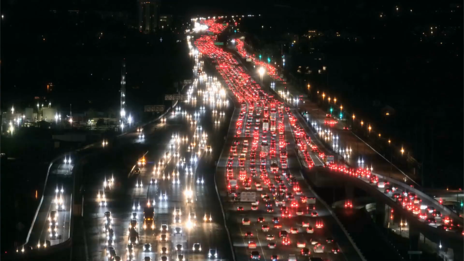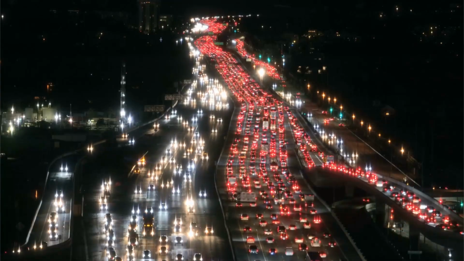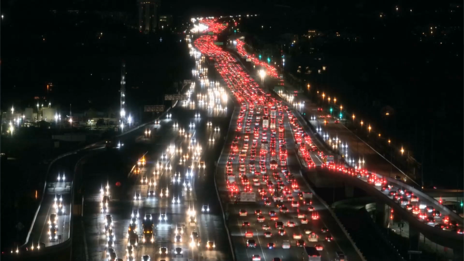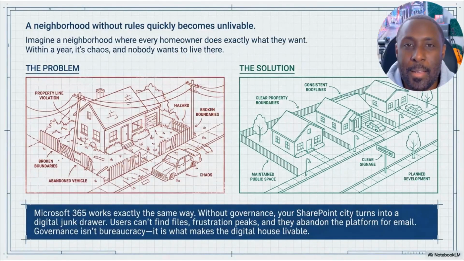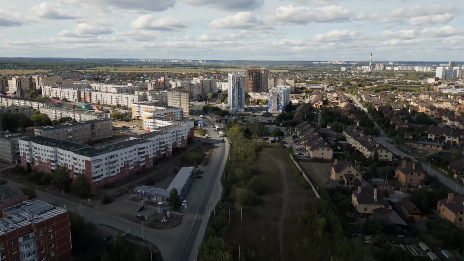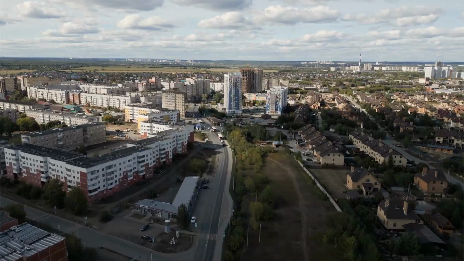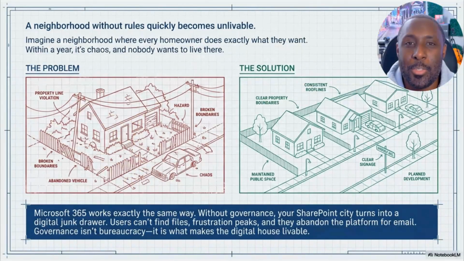Imagine two neighborhoods. In the first, there are no rules. People park wherever they want, build whatever they like, and nobody agrees on anything. It's chaos. In the second neighborhood, there are clear standards. Everyone knows the rules, the streets are organized, and things just work. Your Microsoft 365 environment is no different. Without governance, you get chaos. With it, you get clarity, control, and confidence.